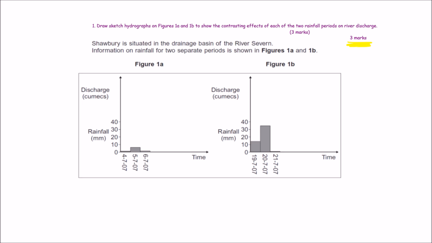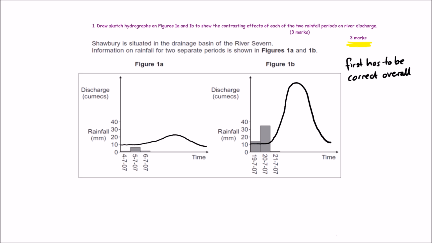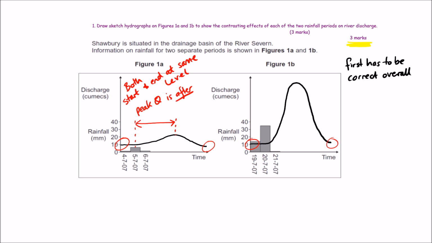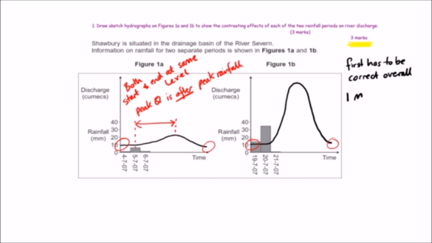So how can you get your 3 marks for this question? Well, firstly, the hydrographs have to be correct overall. So let's draw them on. Now you can see that I've started and ended both hydrographs at the same level, because remember, both hydrographs are the same river, so it makes sense that they would start and end around the same level. Secondly, I've made sure that my peak discharge is after my peak rainfall, so I've given them some lag time. If they go down to 0, you can't get more than 2 marks.